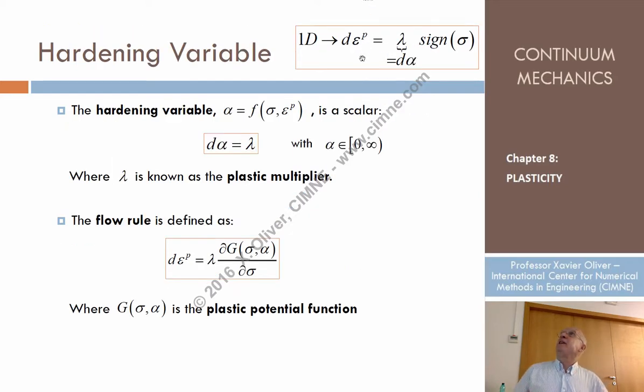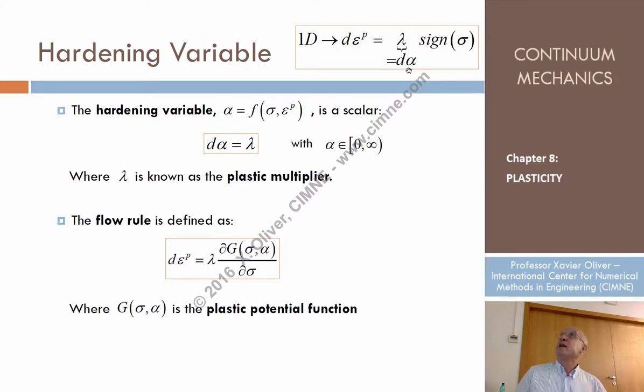Second, in 1D, we define first what we call the hardening variable, and we define a law, a relation of the increment of the plastic strains and the stresses. And if you look at your notes at the time, we see that the increment of uniaxial plastic strain was equal to d alpha, alpha being the newly defined parameter that we call the hardening variable, times the sign of the stresses. Okay? And this d alpha turned out to be always positive.